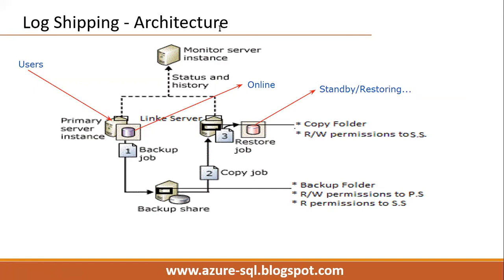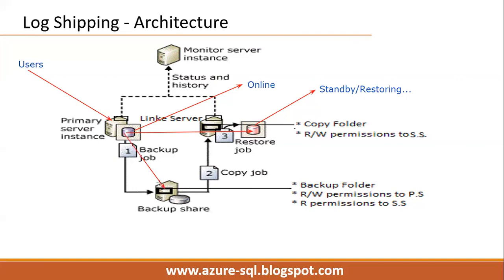The first time, we take a full backup and restore it, that is, copy, backup, and restore the first time. From the next time onwards, we use log backups. As part of log shipping, log backups are generated periodically. The backup job will generate log backups, generally every 15 minutes, into the backup folder.